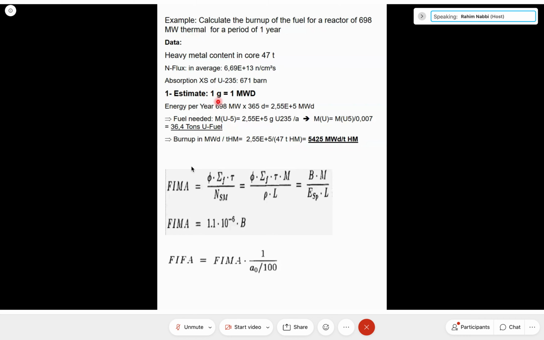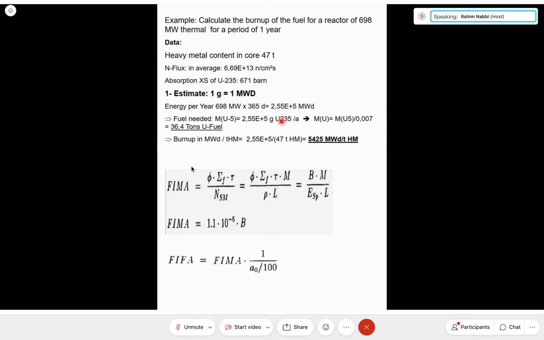You remember, fission of 1 gram of uranium-235 produces 1 megawatt day. So, good. The power is 700 megawatt, and the reactor operated for 365 days. The total megawatt day would be that one. The need for uranium-235 is 1 gram per megawatt day, multiplied. That would be this number.